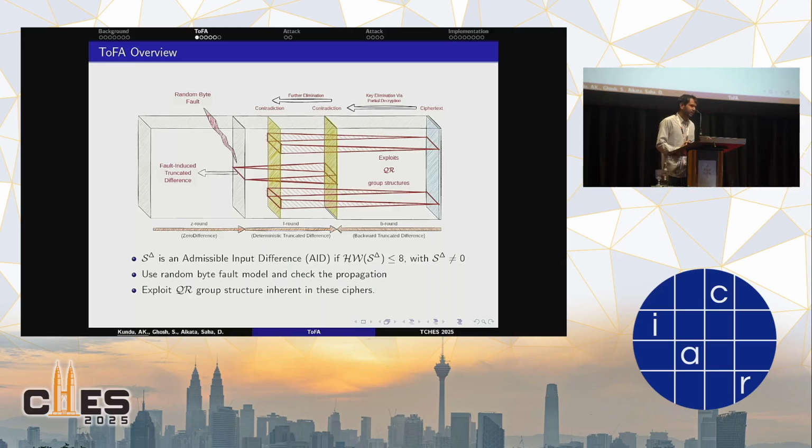For that, we introduced an admissible input difference, AID. An AID is an admissible input difference which has a Hamming weight of maximum 8, and it is non-zero, obviously. We use the random byte fault for this case, and we have checked the propagation. Propagation means we are checking how it spreads throughout the rounds. For key recovery, we use the quotient remainder group structure to reduce the key space.